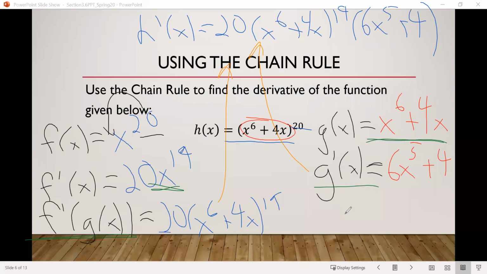And we can just leave it like that because, as you notice, if we wanted to go any further, we'd have to expand x to the 6th plus 4x to the 19th power. And I don't know about you guys, but I definitely am not excited about doing that. Okay?